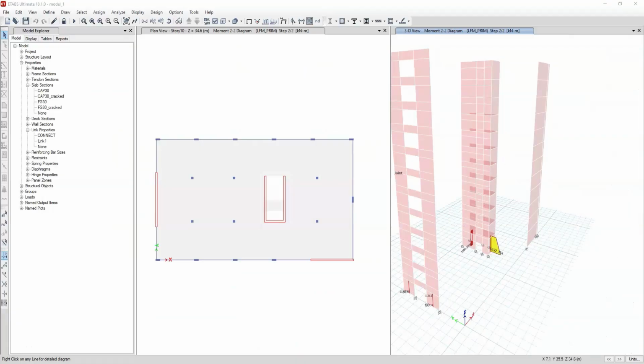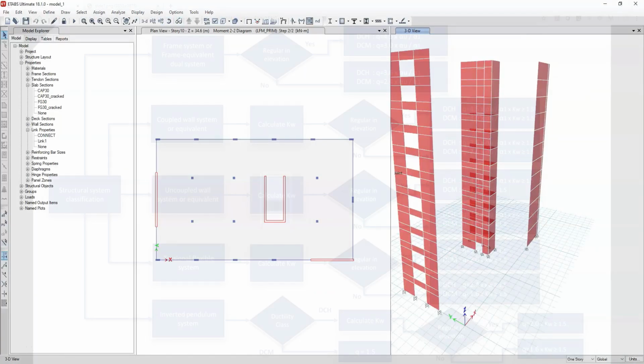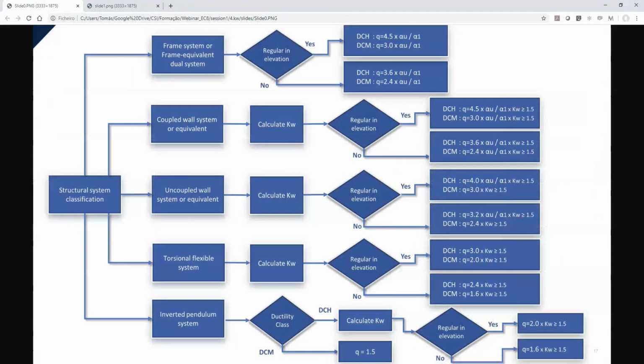Now we need to calculate another factor, the kW factor, which will influence our behavior factor. We can look at the flowchart to see the influence of the kW calculation. In all calculation lines, depending on the structural system classification, this factor can reduce the global behavior factor and determines to what extent that occurs. It depends heavily on the walls.